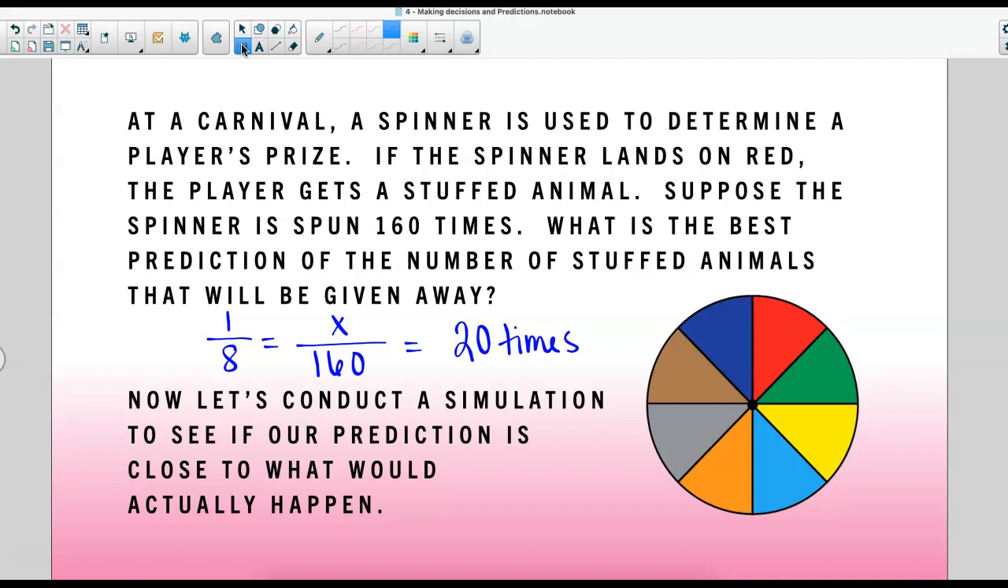Okay, what does that mean though? It's where you run the experiment to see what should happen. Right, so we're going to conduct a simulation to see if what should happen matches what actually happens. Because right now this is what should happen. We don't know if that's what's actually going to happen, okay?